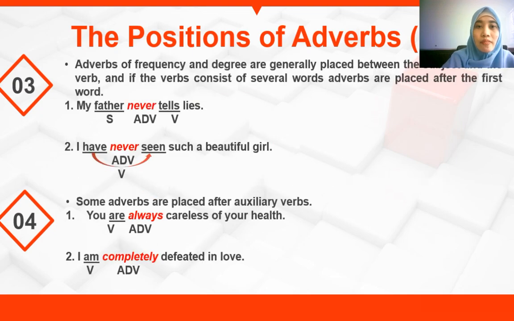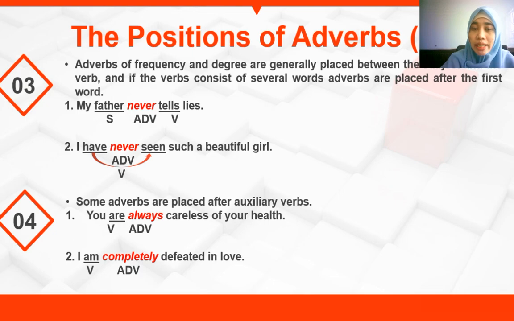Okay. Next one. Adverbs of frequency and degree, the adverbs that show how often and how much, are generally placed between the subject and the verb. If the verb consists of several words, adverbs are placed after the first word. Okay, for example, in number 1, we have my father never tells lies. So here, the adverb of frequency is placed between the subject my father and the verb tells.